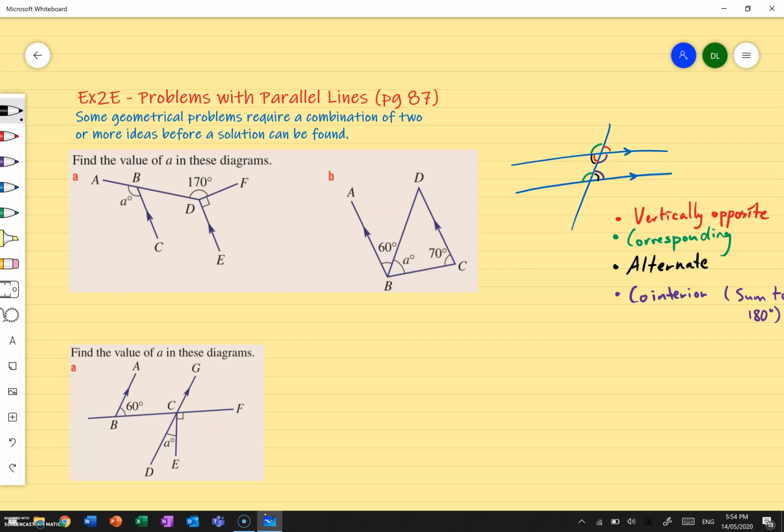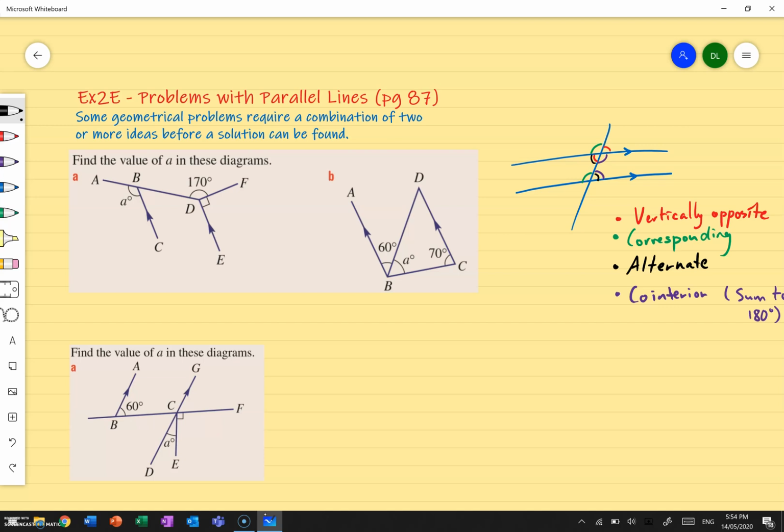So question A says find the value of A in these diagrams. So I need to find this angle right there. Now let's start with what we know. We know that this is 170 degrees. We know that this is 90 degrees. We also know that this total should be 360, remember our revolution is 360 degrees. So this is 90, so I can find this angle right there.